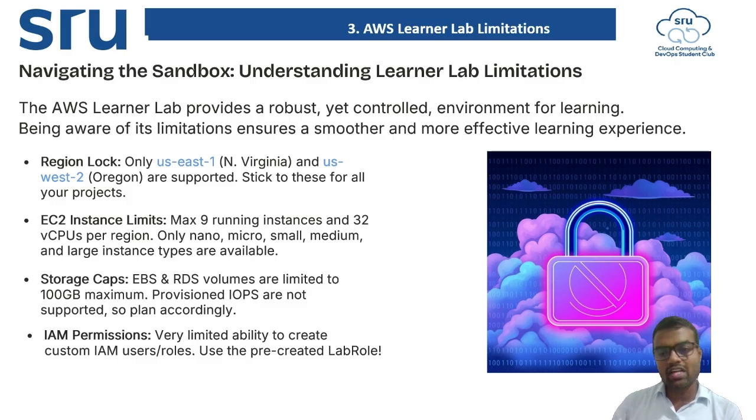And after that, a storage cap is also there. For Elastic Block Storage and Relational Database Service, all these are only giving you 100 gigs of data, not more than that. Because the Learner Lab budget is $50, they're providing this 100 gigabytes of data. That's it. That is the storage cap they're providing.